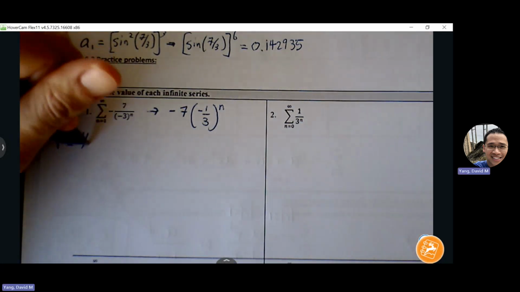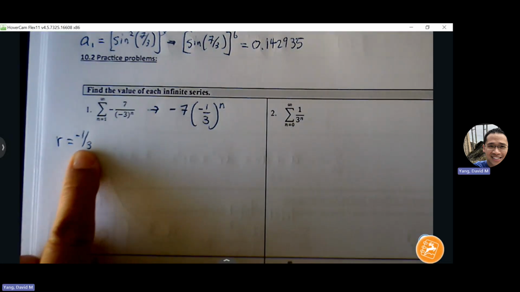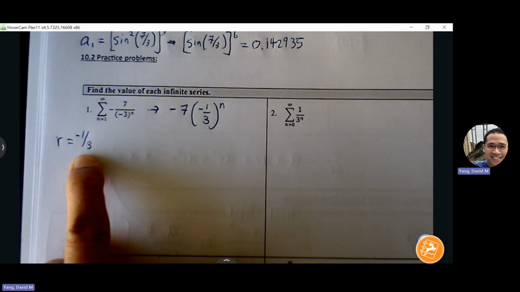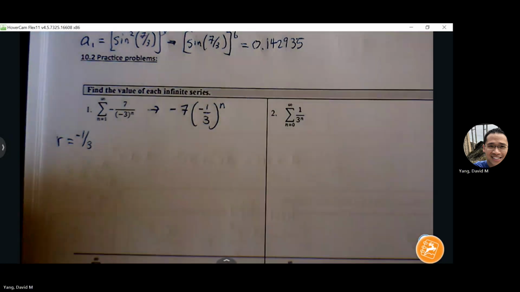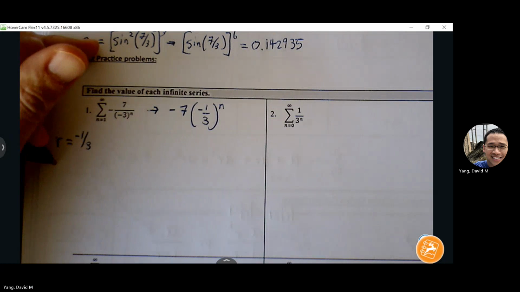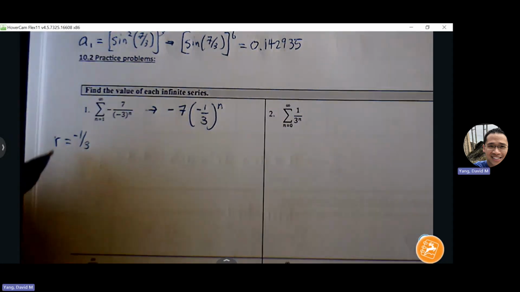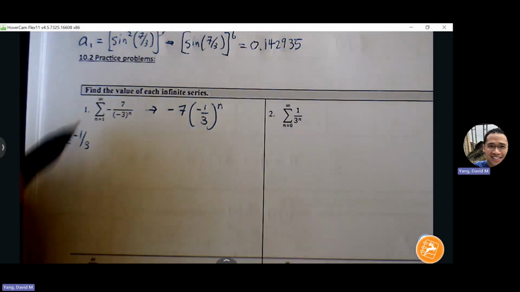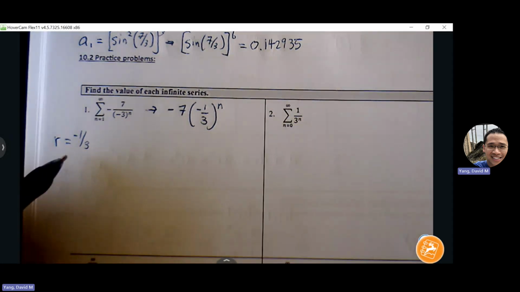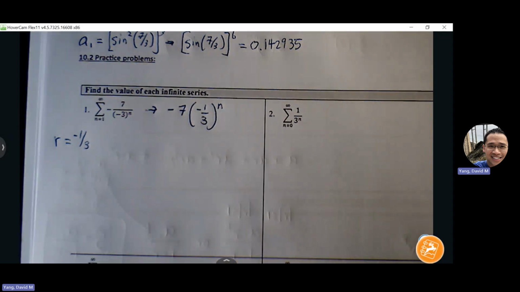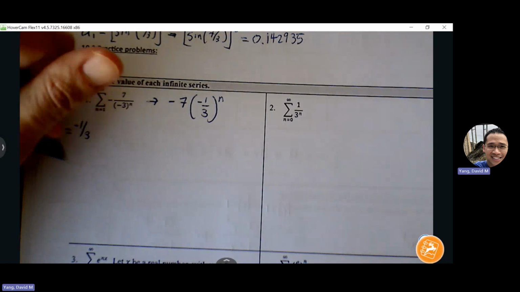-1/3. Okay, -1/3. Will this converge? Yes, because the absolute value of r is less than 1. So we know we have a converging series. Now, even though we're testing convergence by doing the absolute value of r, the r value that we're using for the sum will be -1/3. So we're testing using the absolute value, but we're still going to keep that -1/3 when we plug in the value for r. How do I find a sub 1?